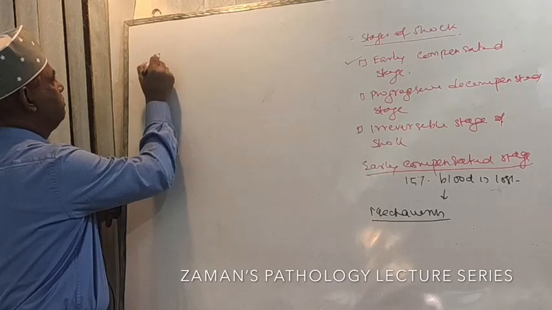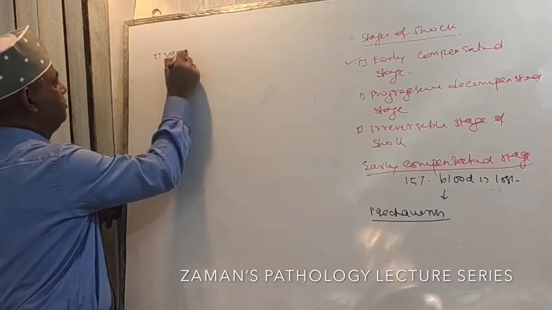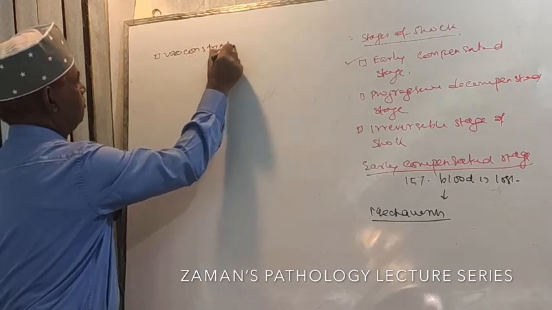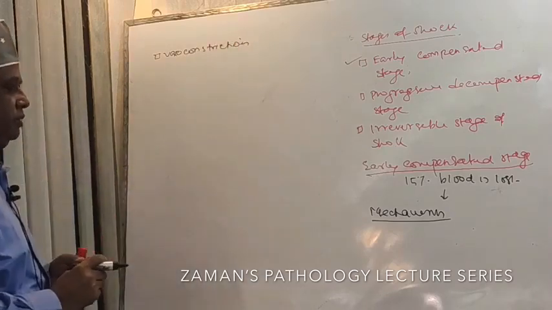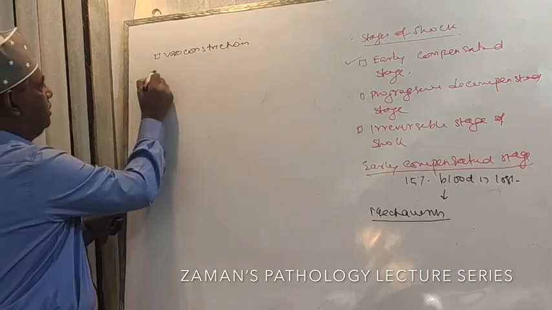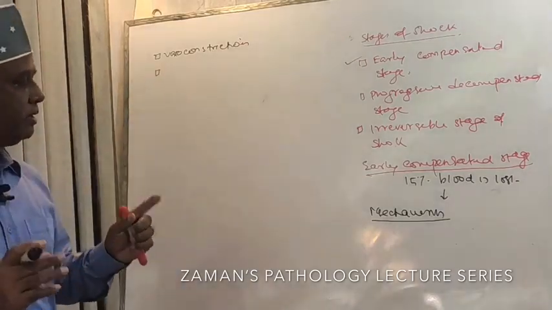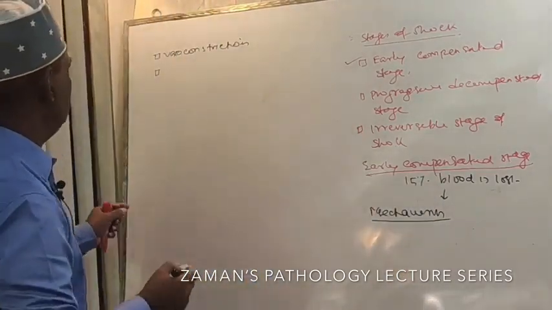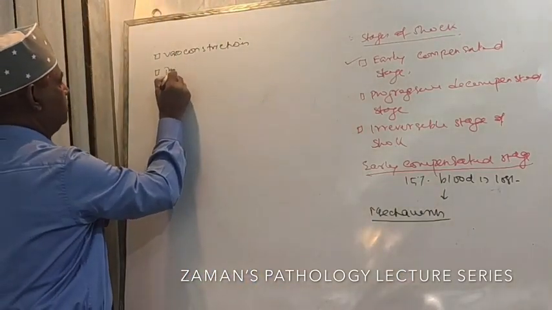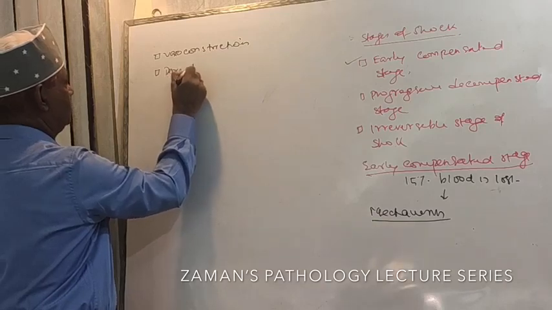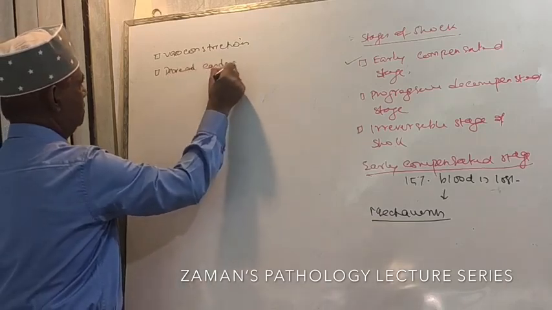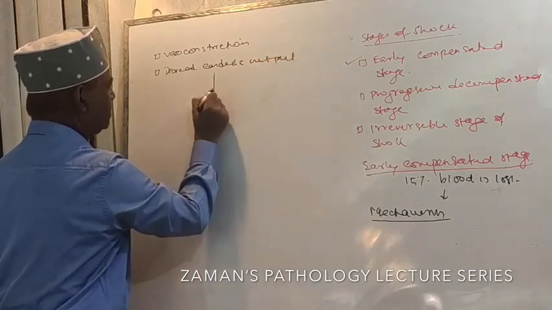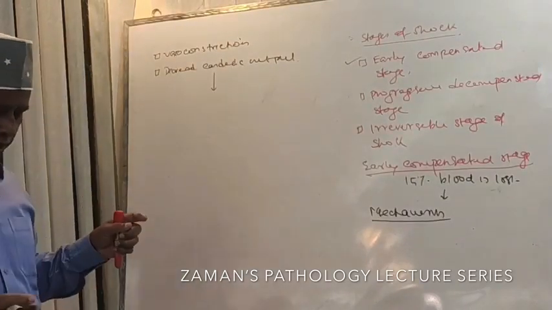First, there is vasoconstriction. Then, as there is reduction in blood volume due to 15% of blood loss, there will be decreased cardiac output. As there is decreased cardiac output, what will happen?